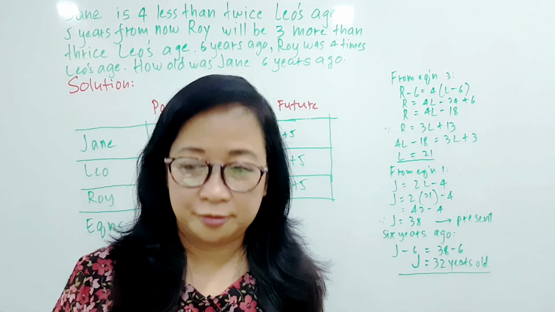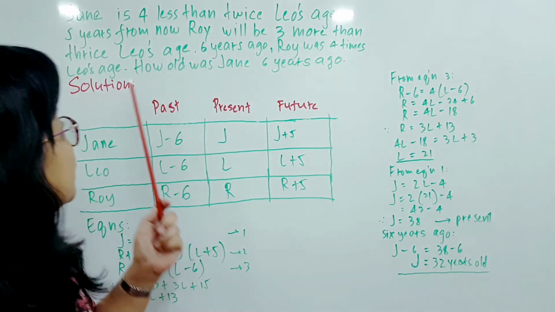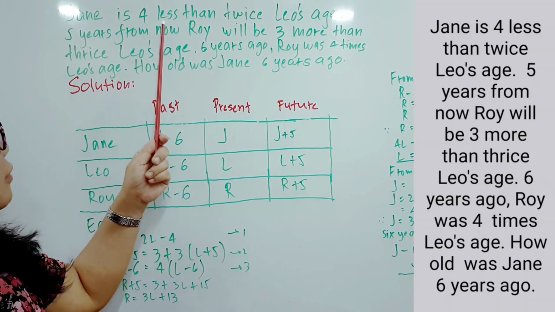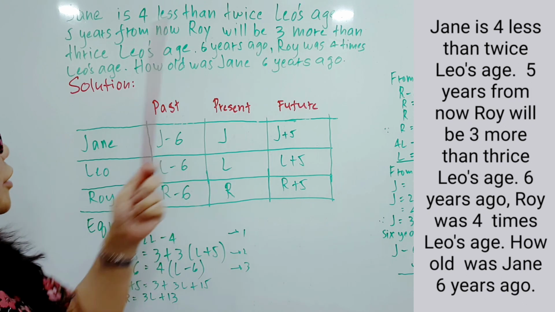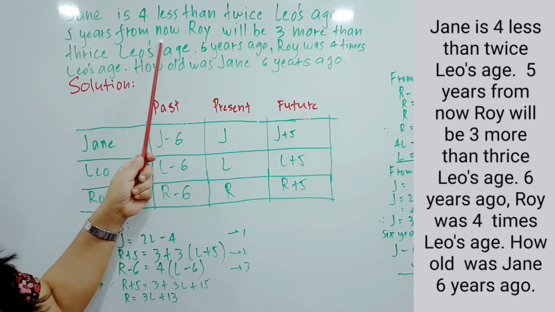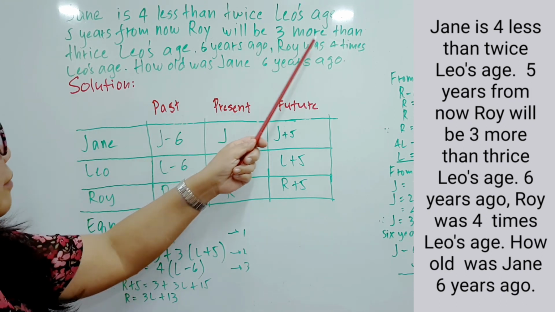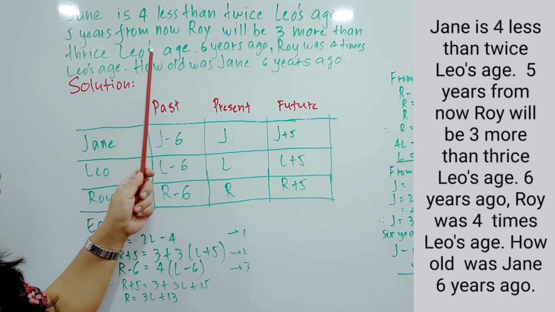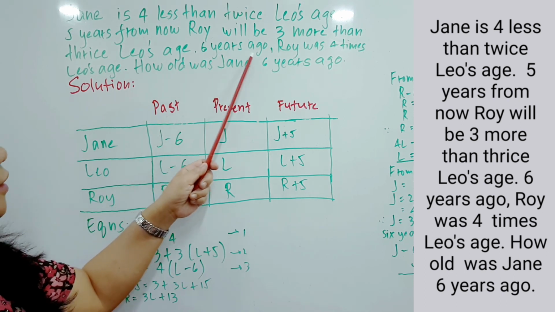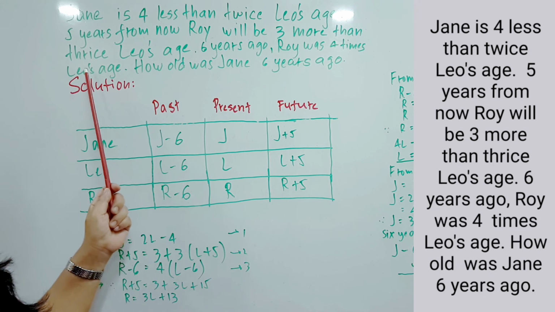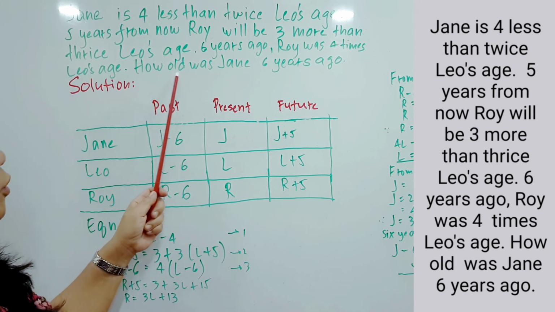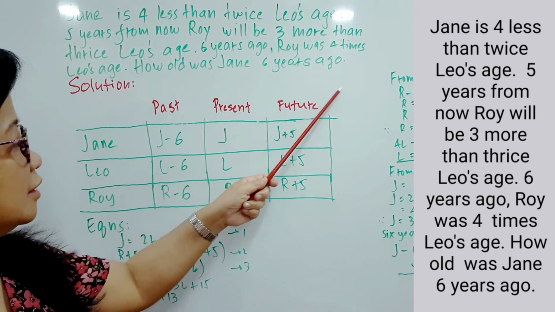The third question involves 3 persons. Jane is 4 less than twice Leo's age. 5 years from now, Roy will be 3 more than thrice Leo's age. 6 years ago, Roy was 4 times Leo's age. How old was Jane 6 years ago?